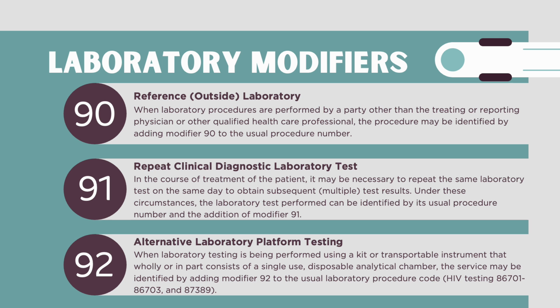And then modifier 92 is alternative lab platform testing, which indicates tests that use a kit or transportable instrument that is of a single use. Some examples are HIV testing, 86701 through 86703. These tests do not require permanent dedicated space, and may be hand carried or transported to the vicinity of the patient for immediate testing at that site.